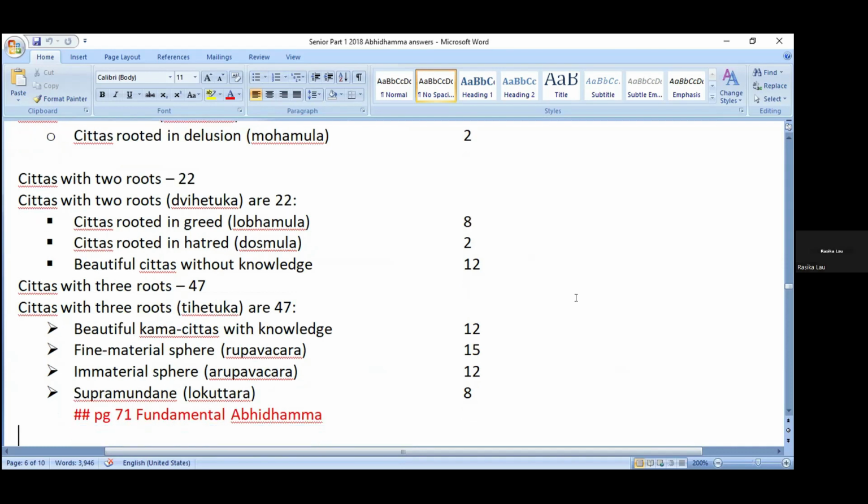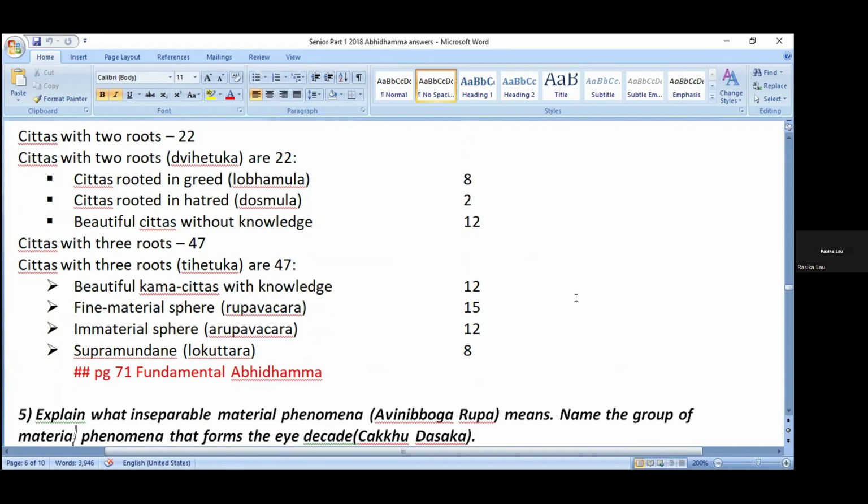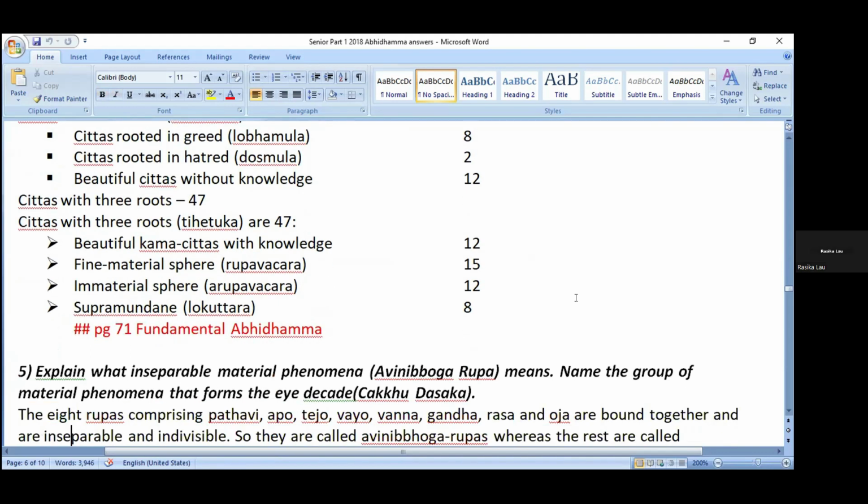Okay, next one, number 5. Explain the inseparable material phenomena. In Abhidhamma, Rupa means, explain what's the meaning. Then name the group of material phenomena that form the eye decad, Chakku Dasaka. Brother, can you try? Inseparable.